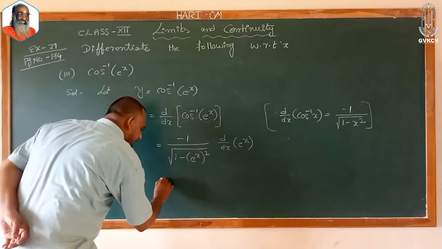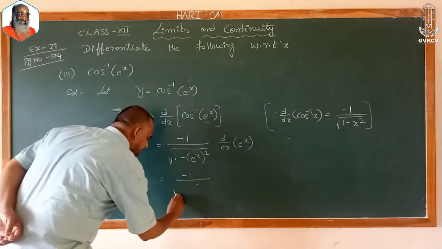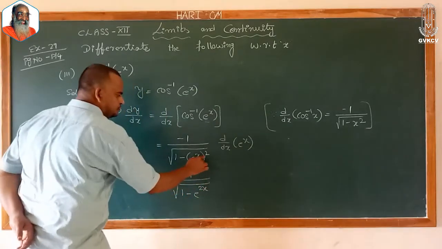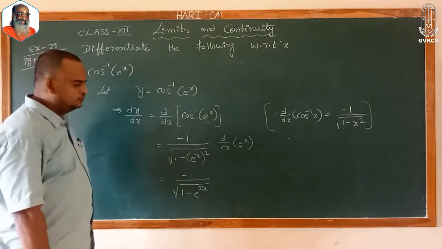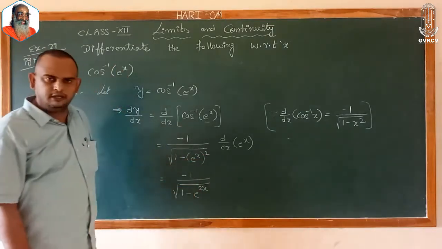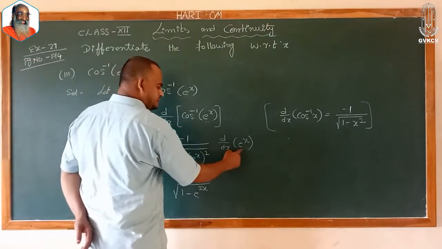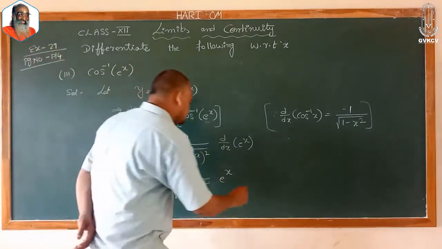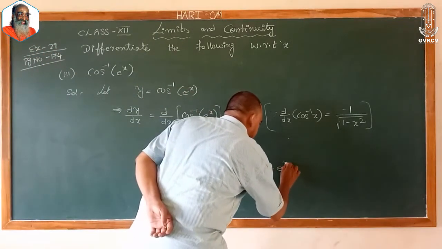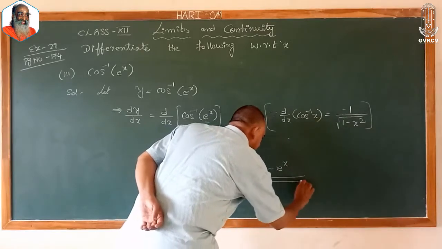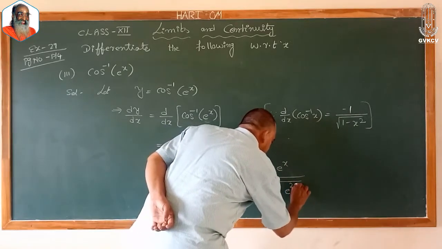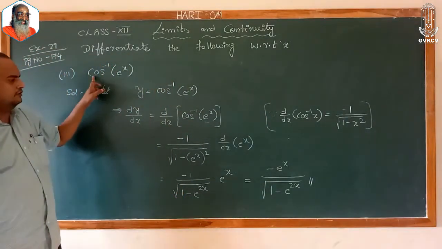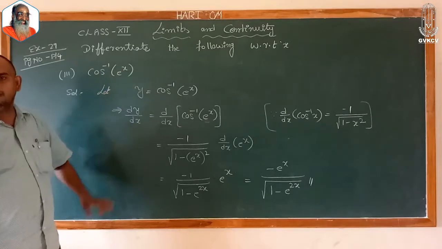Now let us simplify. Minus 1 by square root of 1 minus e power 2x. The x into 2, these two can be multiplied, so 2x. 1 minus e power 2x. And the derivative of the exponential function is nothing but e power x. So what is the final answer? Minus e power x by square root of 1 minus e power 2x. This is nothing but the derivative of cos inverse of e power x.